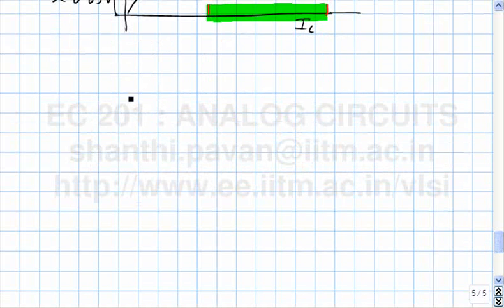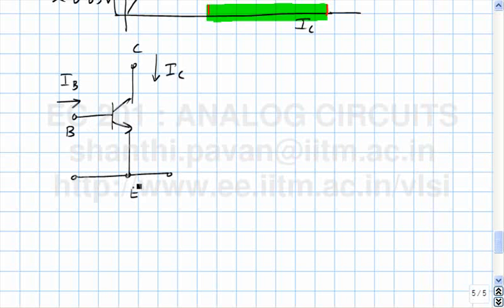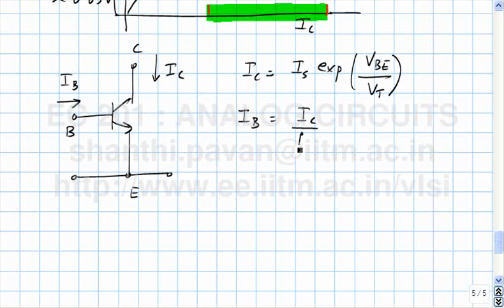Now that we know the equations, the next job is to find the incremental equivalent circuit. And how would you do that? We already know that IC is IS exponential VBE by VT, and IB is IC by beta. This is the small signal equivalent. You treat this as a two-port.